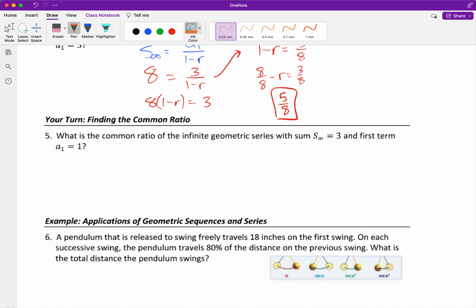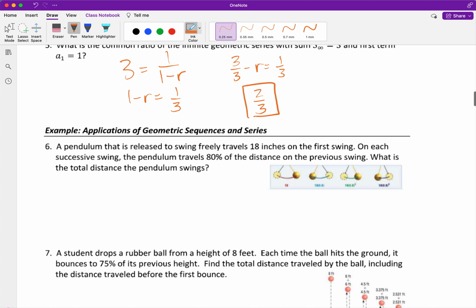A little preview, r equals 2/3. Did you get it? You totally did. I know you did. So, just using the formula, 3 equals 1 over 1 minus r. I'm going to get 1 minus r equals 1 over 3. So if I'm doing this without a calculator, I'm going to rewrite the 1 as 3 over 3, and I'm going to see, hey, r is going to have to equal 2/3. All right, there we go.